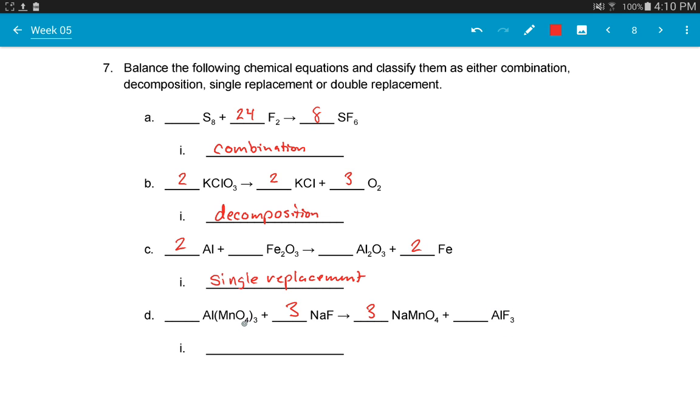Lastly, I check my oxygens. I have 12 oxygens on the reactant side, and I have 12 oxygens on the product side. This would now be balanced. 2 compounds reacting to form 2 different compounds would be a double replacement reaction.